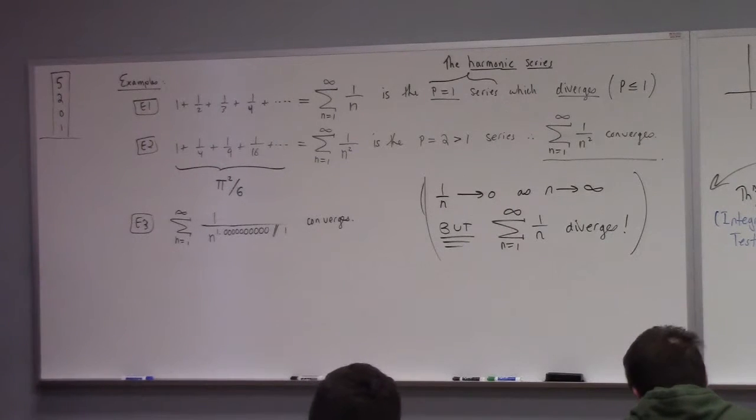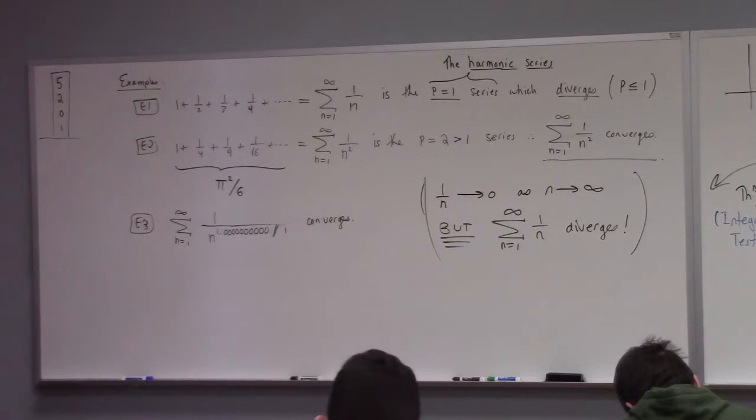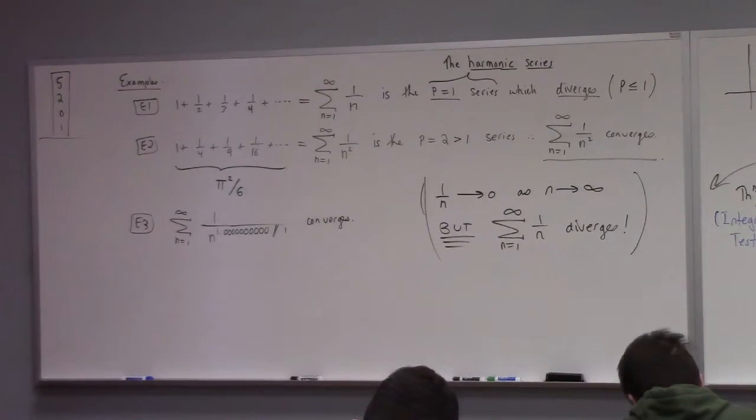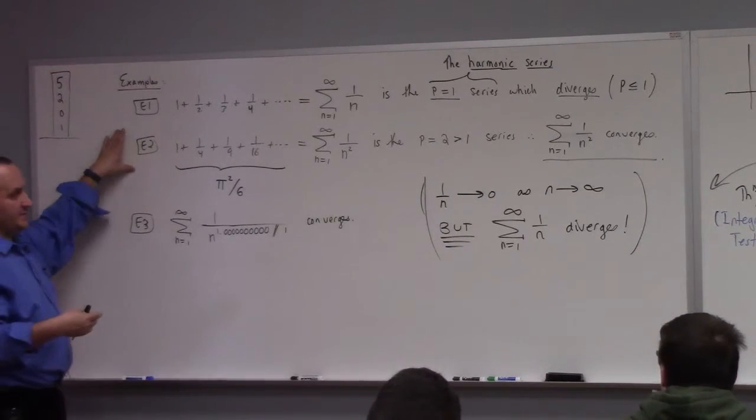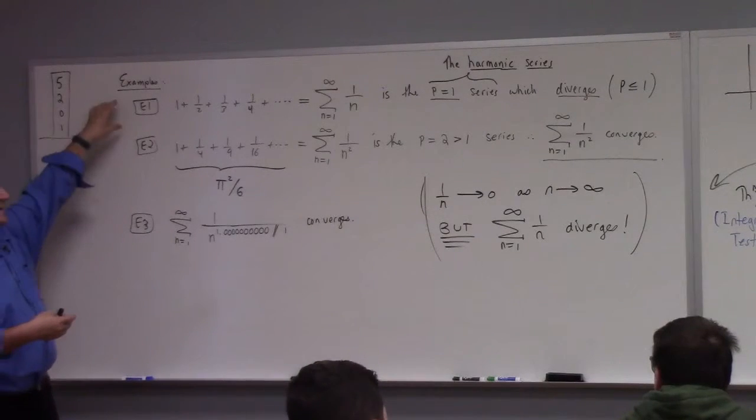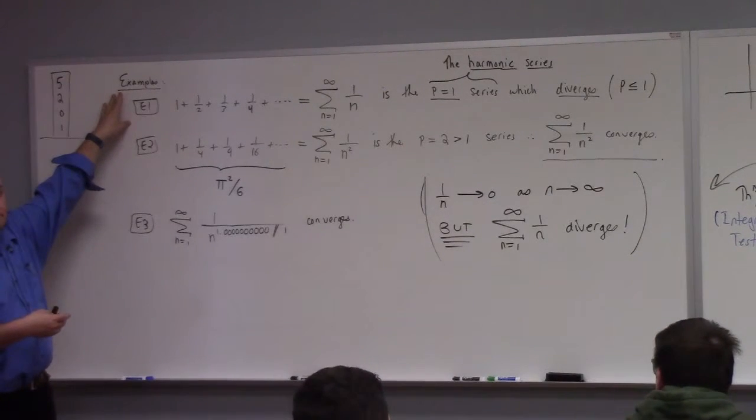We cannot just reverse the logic of the nth term test, right? If the term in the series does not go to 0, that implies that the given series diverges by the nth term test. On the other hand, if a sub n goes to 0, that doesn't really tell us anything. It might be convergent, like example 2 or example 3, but it might not, like example 1.